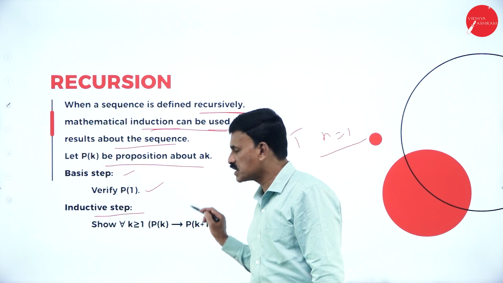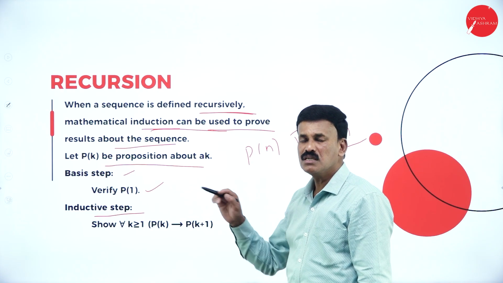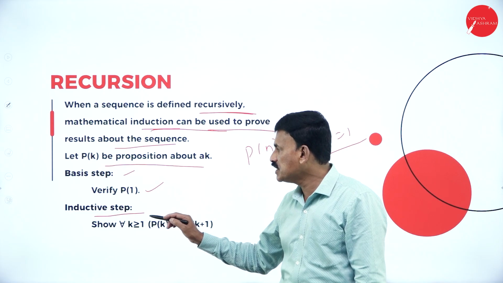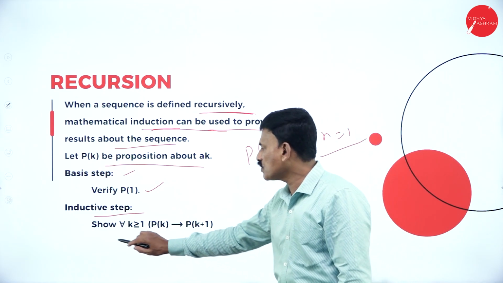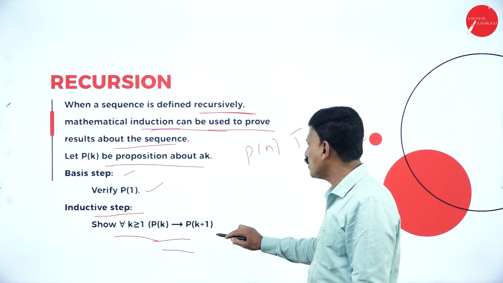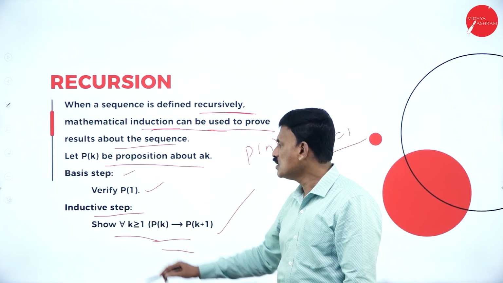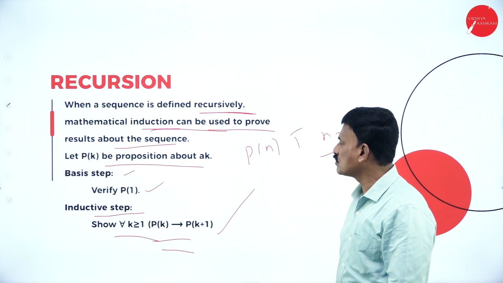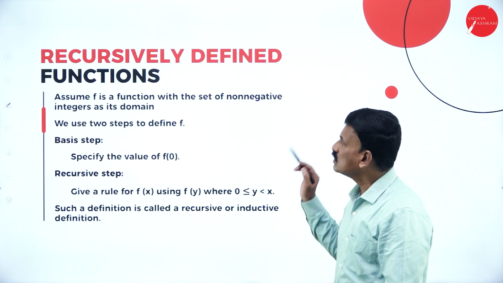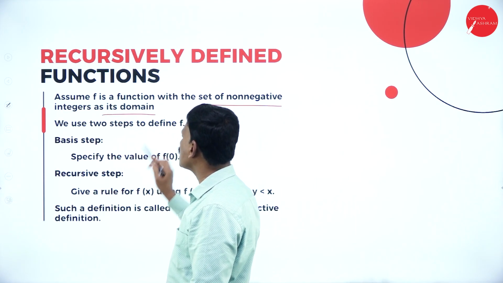The basic step is verifying P(1) is true, that means verifying the statement is true for n is equal to 1. The second, inductive step is to show that for all k greater than or equal to 1, P(k) is true implies P(k+1) is also true. Now, assume f is a function with the set of non-negative integers as its domain.